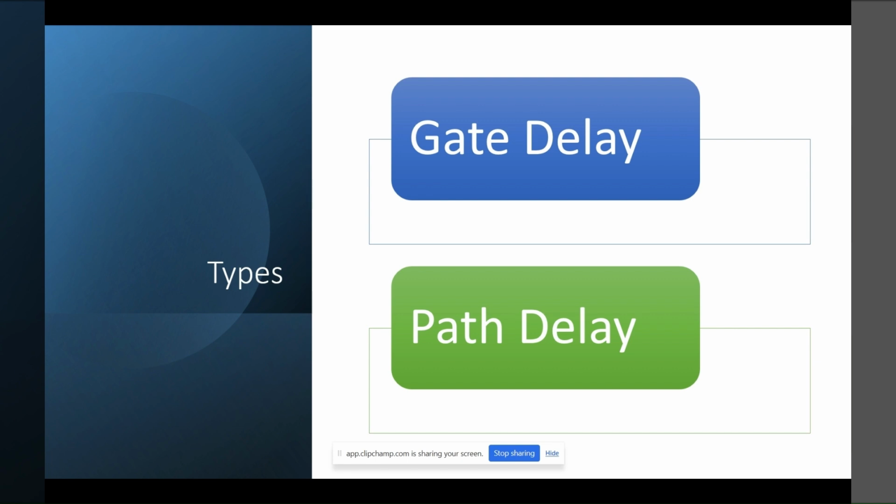So, without altering the logic function of the circuit, the timing alone gets varied. A small defect may delay the transition of a signal line from 0 to 1 or 1 to 0, and vice versa. This results in the delay fault. So, there are two types of delay faults as of now: the first one is the gate delay fault and the next one is the path delay fault.